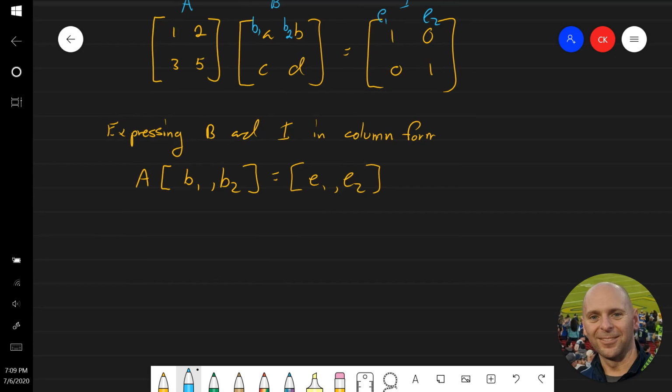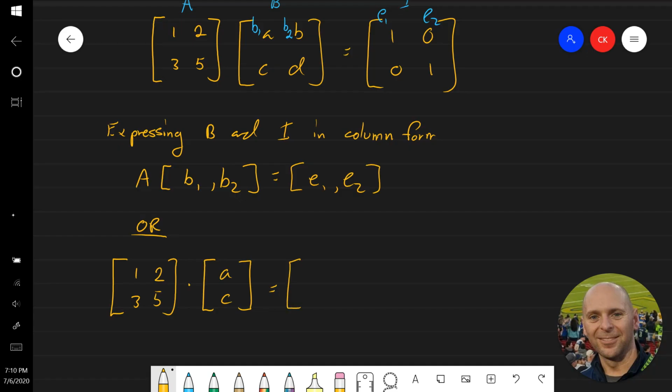And we can take this a step further and say, if we write out some of this stuff, I get 1, 2, 3, 5. That's my matrix A, times B1, which is A, C, and that's going to be equal to E1, which is 1, 0. So extracting that out of our statement here.